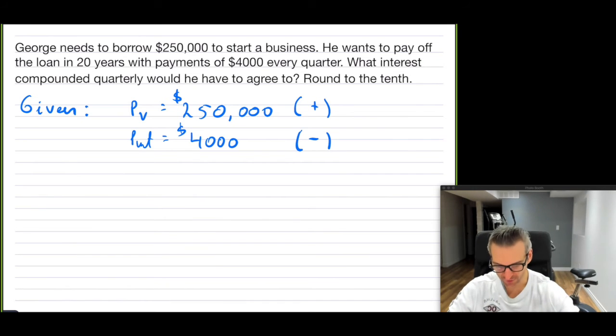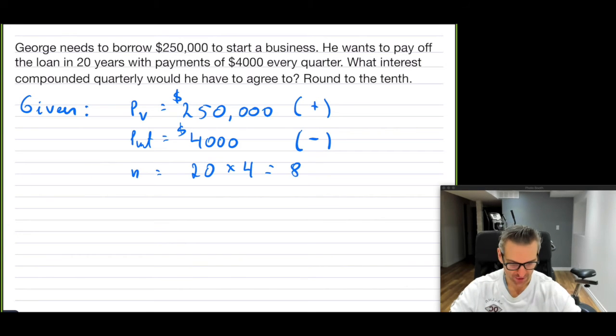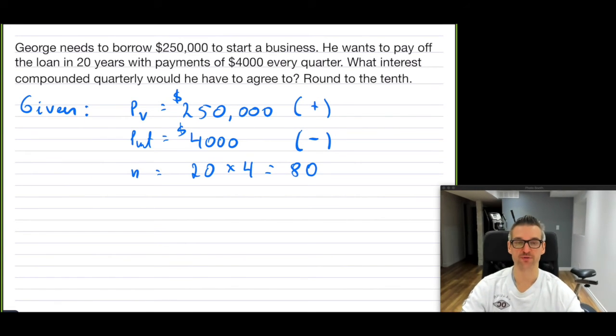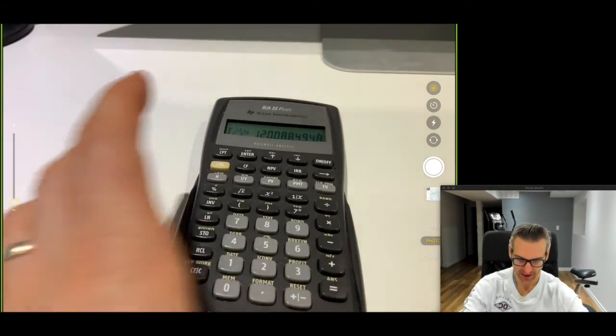And then this is for 20 years. So N equals 20 years times, this is quarterly, so times 4. So this is much easier. So 20 times 4 is 80 of these payments that they would have. So now let's take a look if we can find out. So let me go back. So here it is.